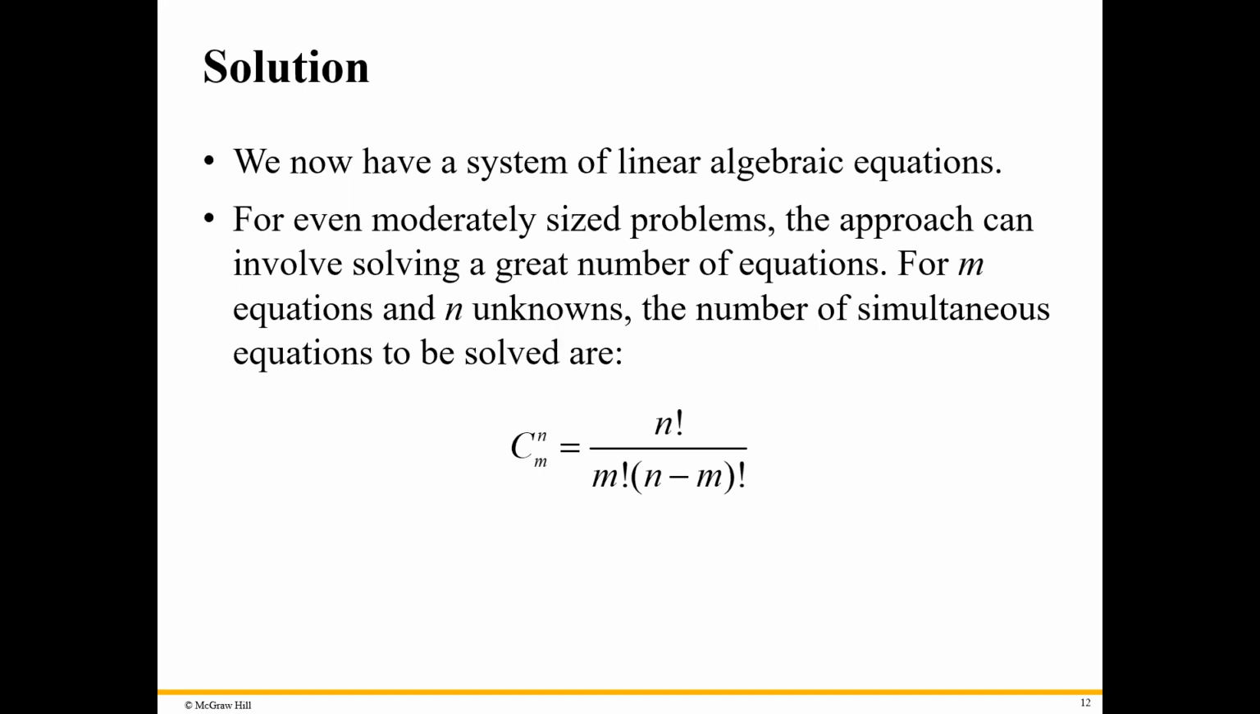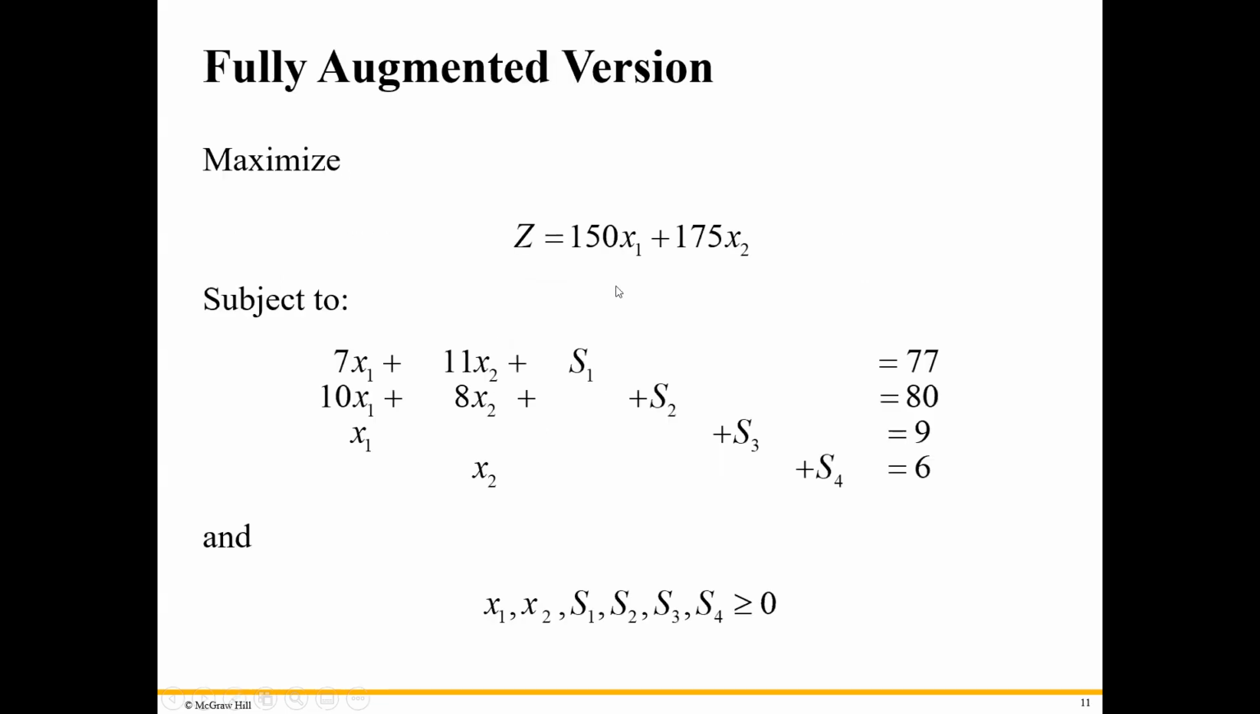This is some discussion about the number of calculations that will be involved, which can be determined by this combination of n over m, which is n factorial over m factorial times n minus m factorial, where m is the number of equations and n is the number of unknowns. In this case, we have 4 equations available for the constraints, but the unknown variables are 6.